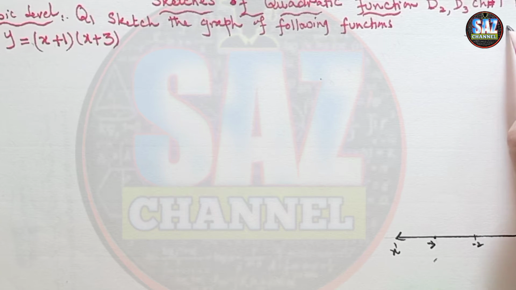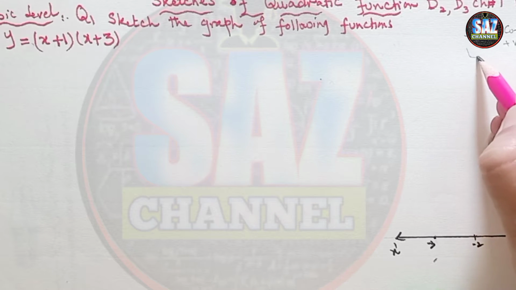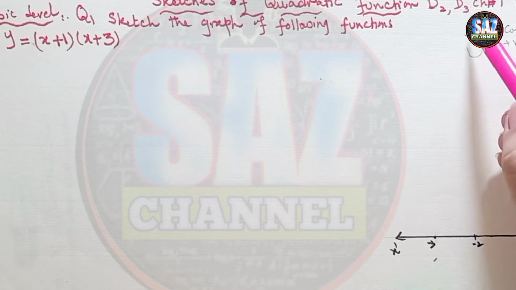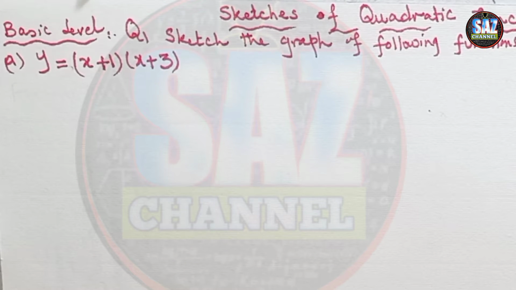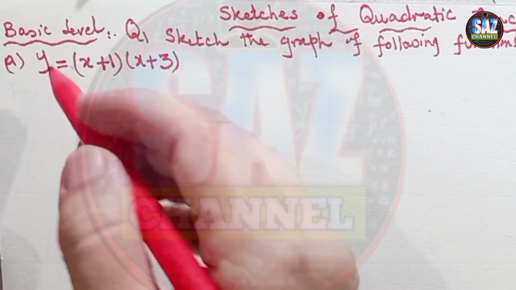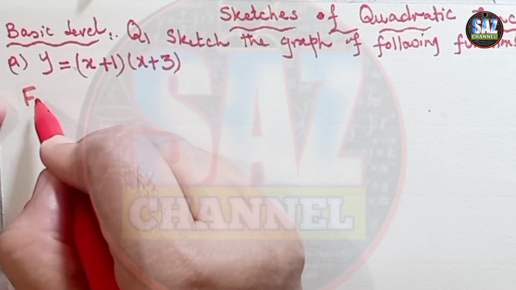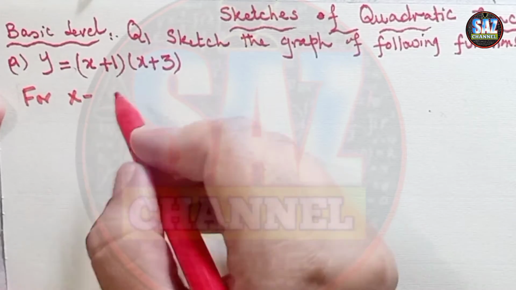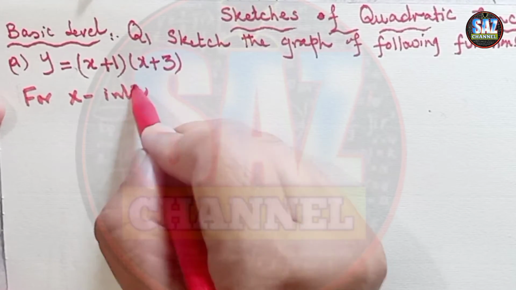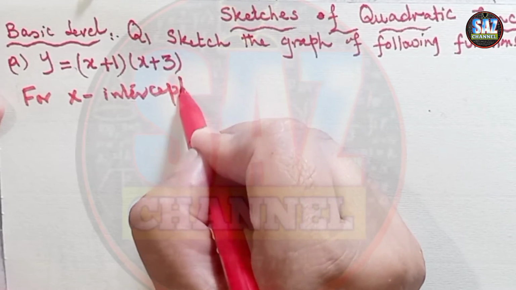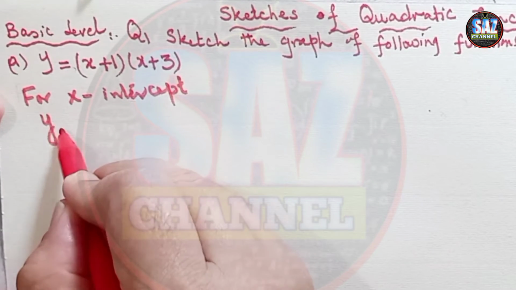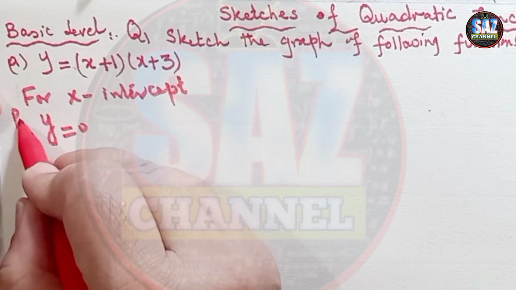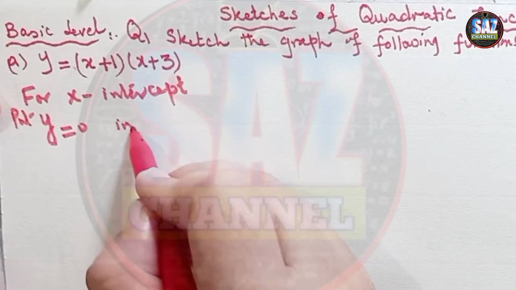We have to just visualize and imagine that as the coefficient of the square term is positive, we will have the curve of the form U and it will have the opening upward. And the next step is that we have to find the X intercepts. Recall that for X intercept we have to put y equals to 0 in the given equation.